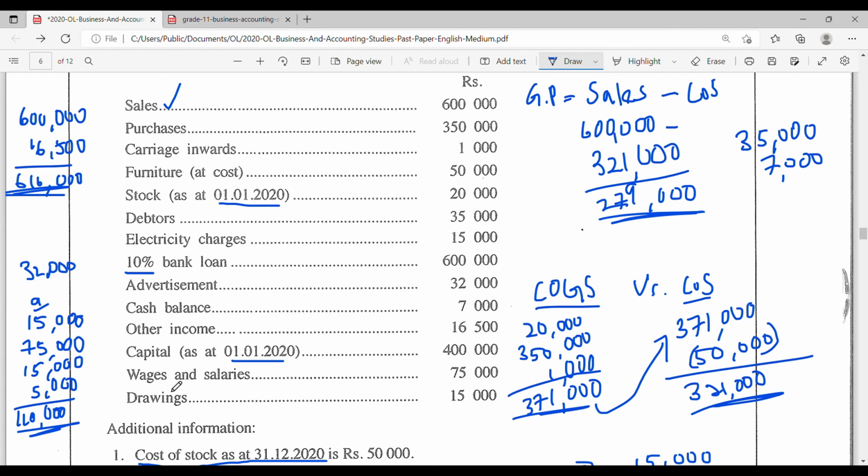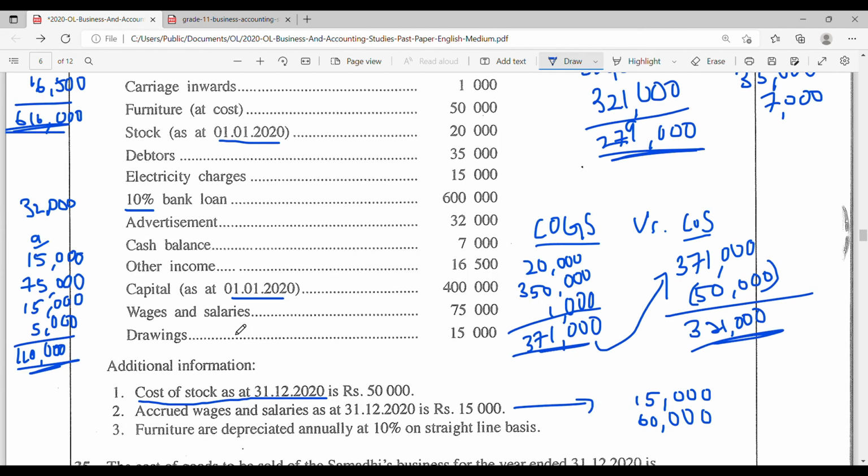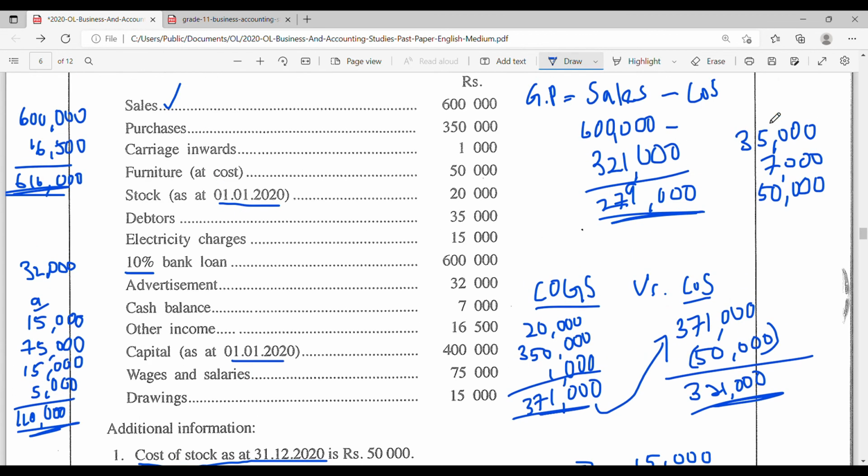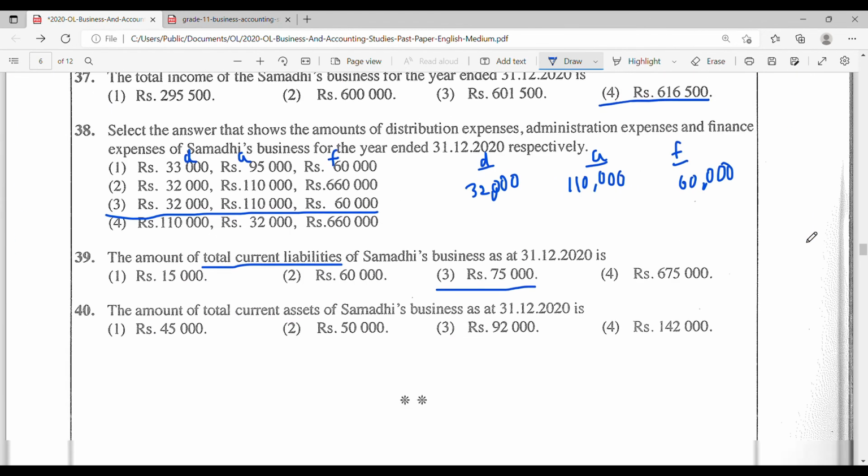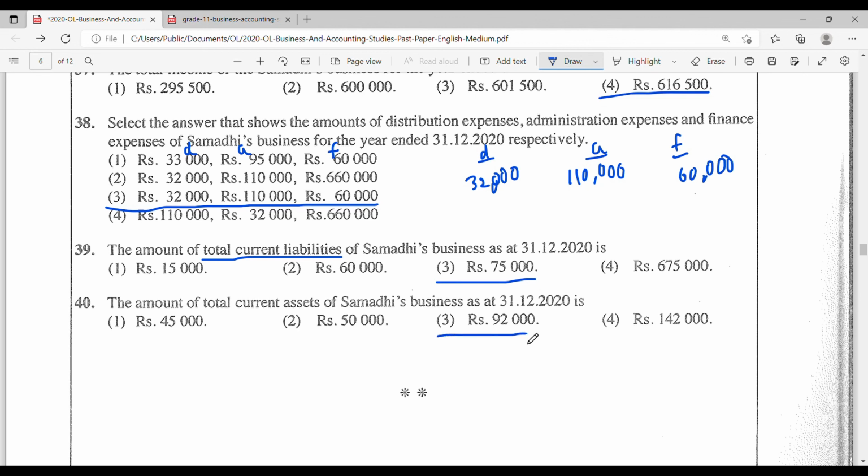Other income, capital is equity, drawings will fall under equity. So here you can see cost of stock as at 31st December 2020 is 50,000. At the year end, they have a closing stock. So that will be a current asset as well, adding another 50,000. So totally you will have 92,000 as your current assets. So you can see answer is answer 3, 92,000.